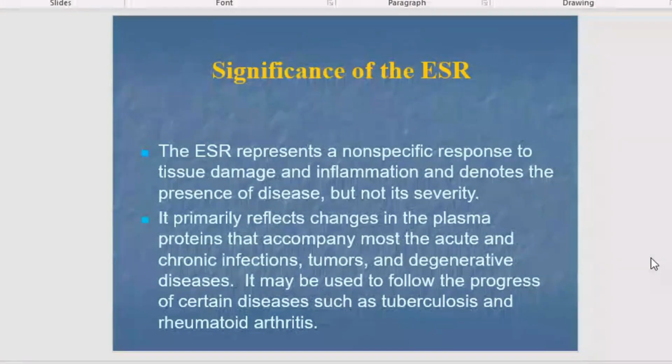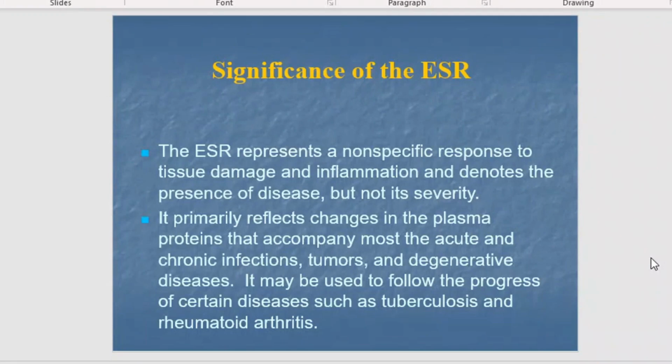So when the immunity gets reduced, then automatically the immunosuppressor molecules will increase in the plasma. So there is a change in the plasma protein concentration and in the proteins released, and that ultimately is indicated by the erythrocyte sedimentation rate. Okay, so it indicates chronic inflammations like tumors, acute or chronic inflammations, and degenerative diseases, and so on. So many things can be characterized here, and it may be used to follow the progress of certain diseases such as tuberculosis and rheumatoid arthritis.